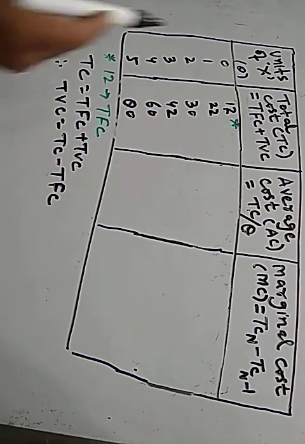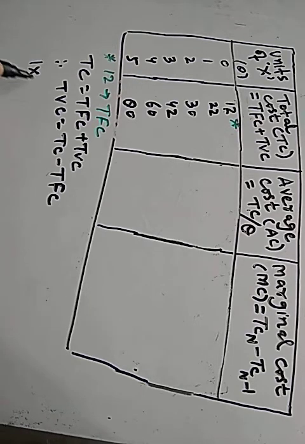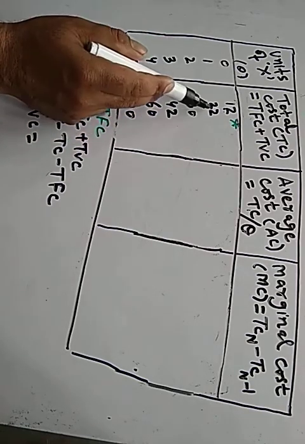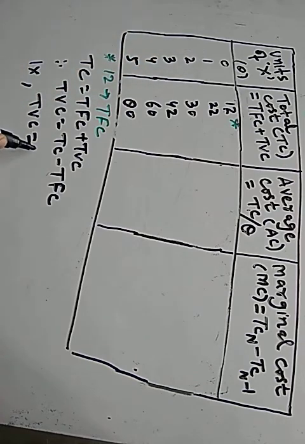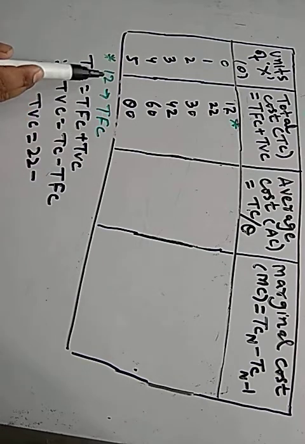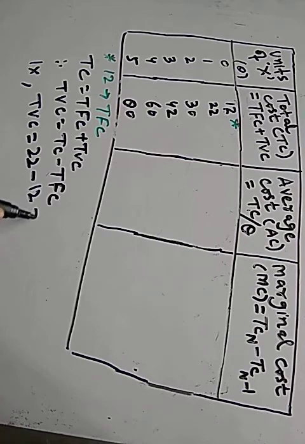Since total fixed cost is given as 12 rupees, suppose for the first unit we are asked to calculate total variable cost, that is 1 unit of X at this level of output. The total variable cost will be total cost, which we have here, 22 rupees at this particular level of output, minus total fixed cost, which is 12 rupees and will remain the same for every unit. So 22 minus 12 will be equal to 10.